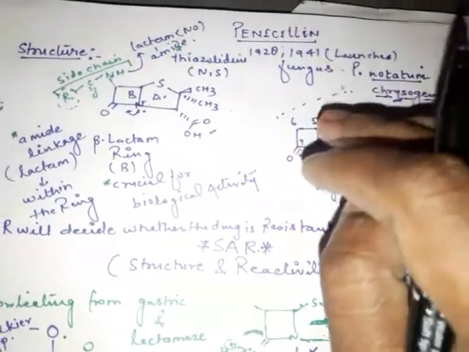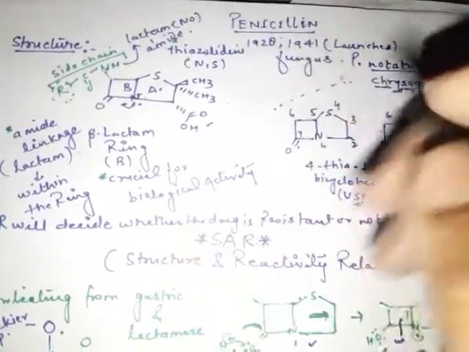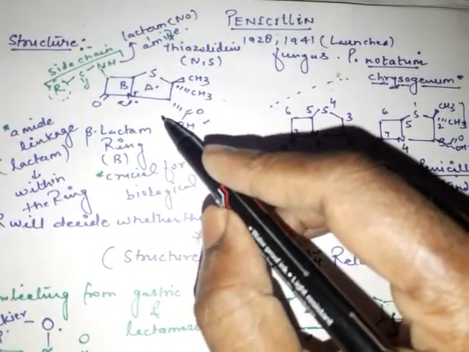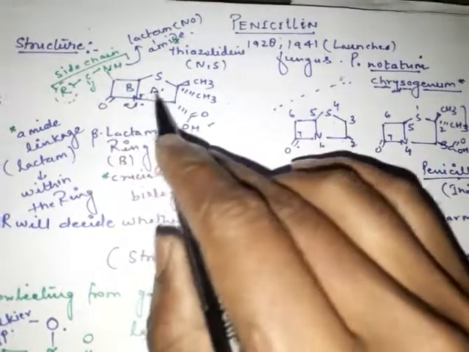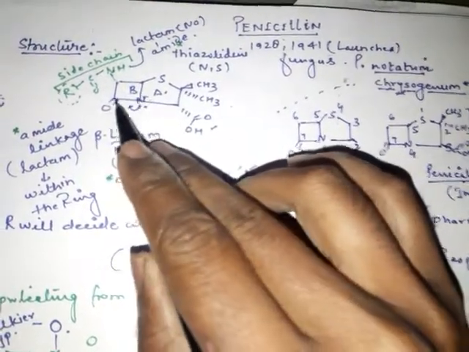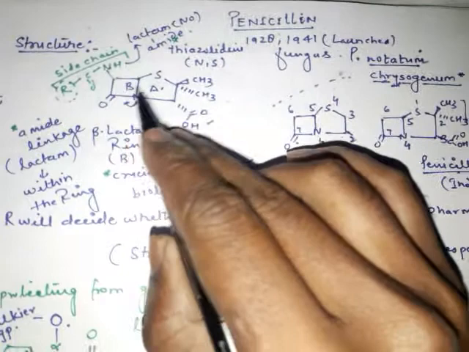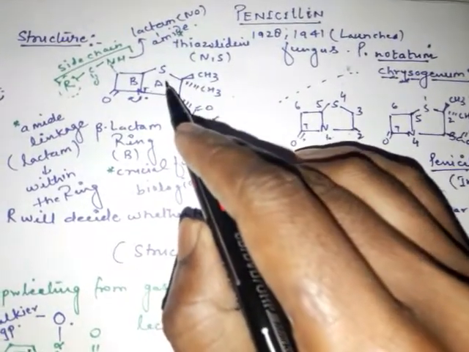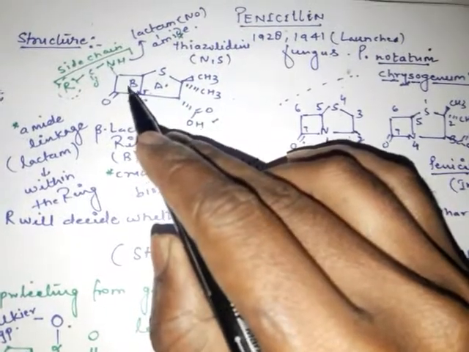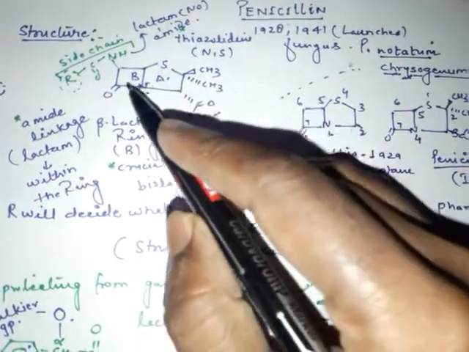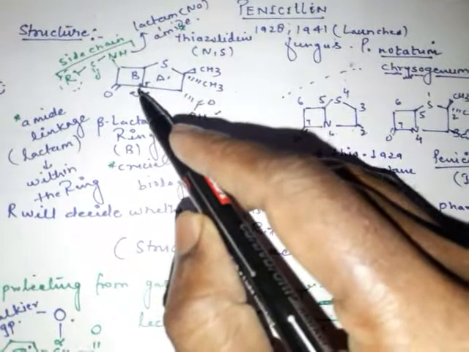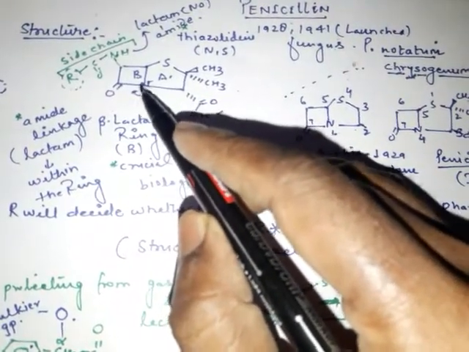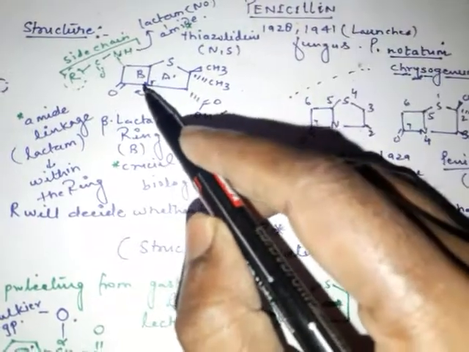Second, we will describe the structure. I have mentioned the structure of penicillin here. Two rings are present in this: one is lactam and one is thiazolidine. Thiazolidine is 5-membered, while the lactam ring is 4-membered. In this lactam, an amide bond is present within the ring, so it is called lactam. So this is the definition.